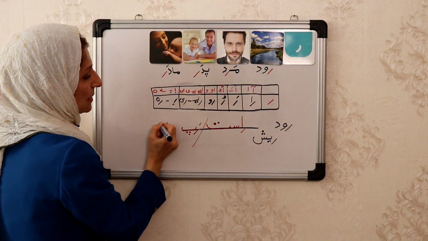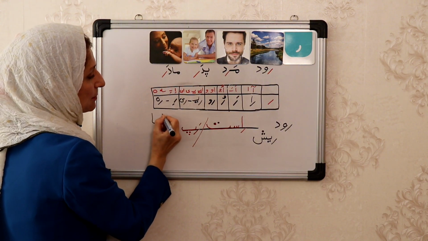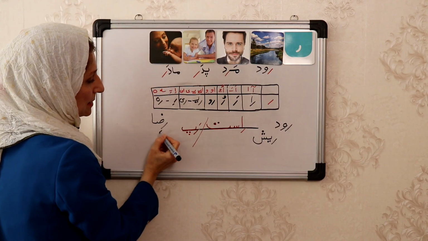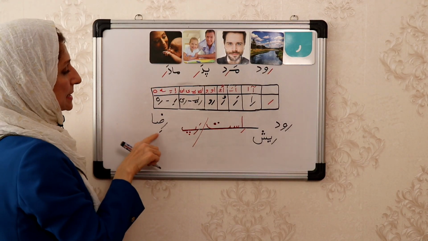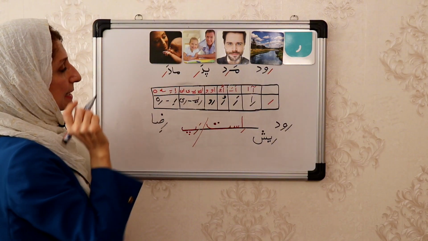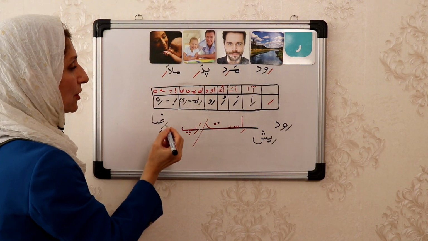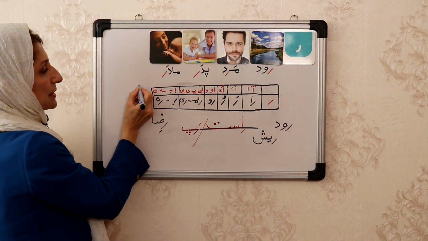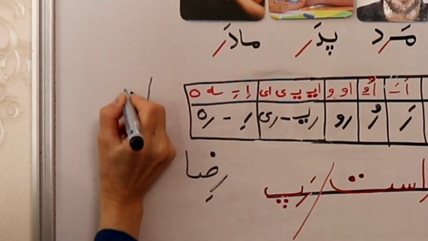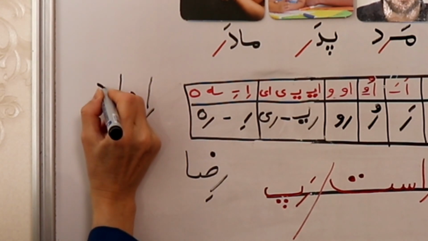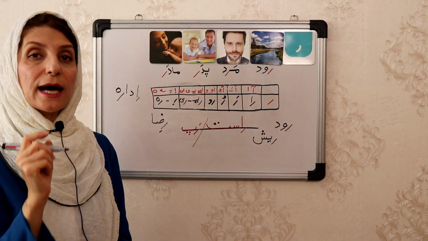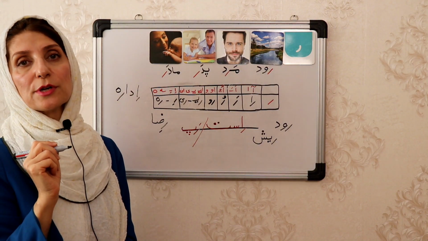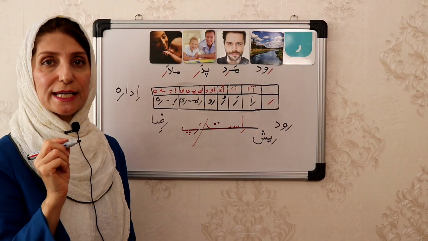Re like Reza. Reza is a masculine name. Reza, and very famous in Iran. Reza and re. Re like edare. I write it here. Edare. Edare is an office, an organization, and especially a governmental organization is edare.